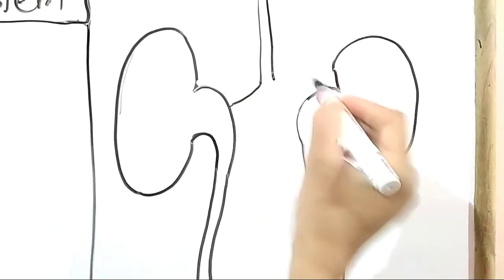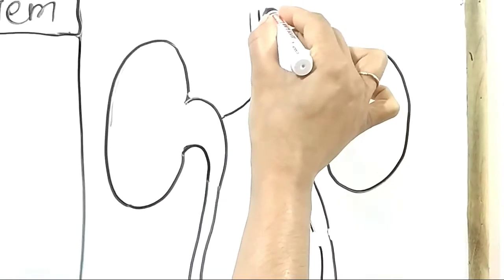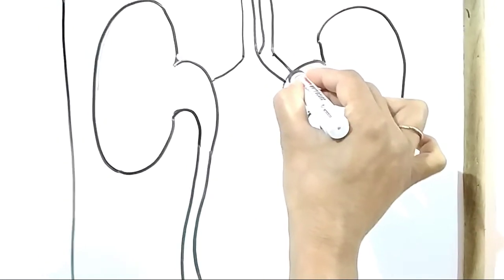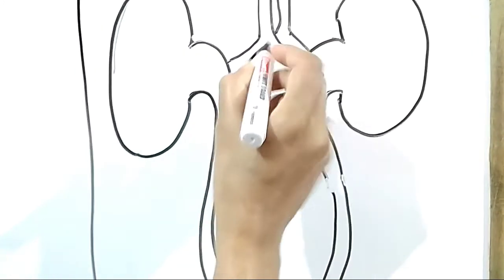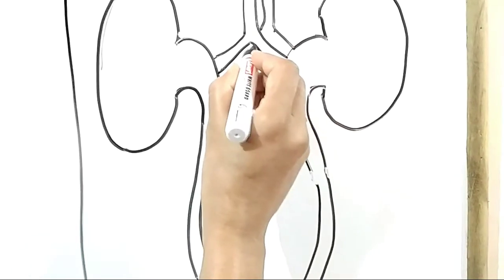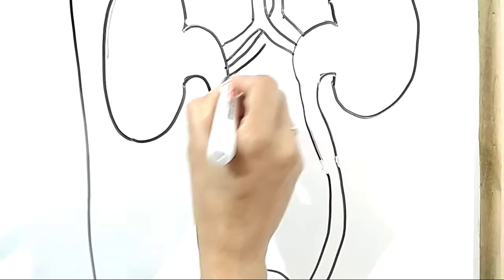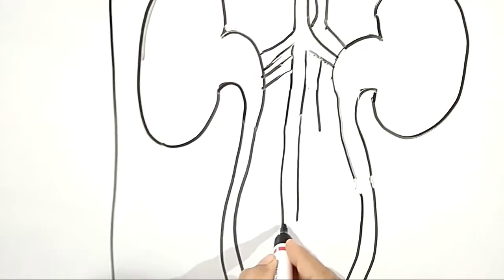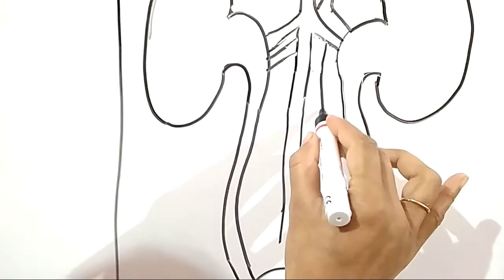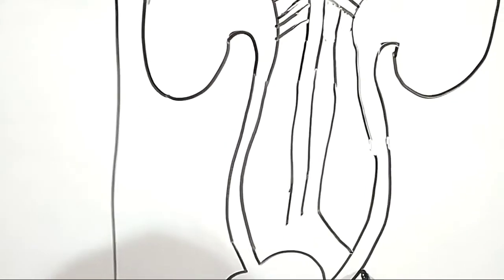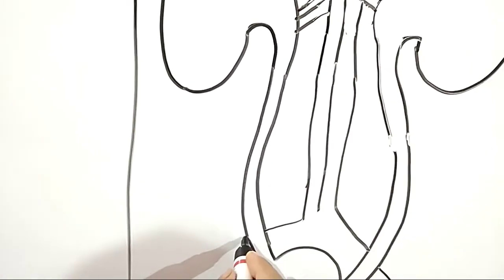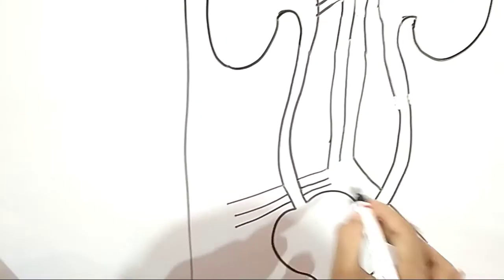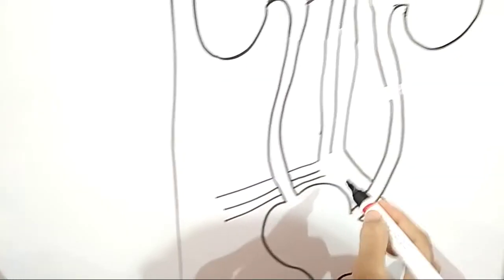These are blood vessels which bring blood to the kidney and carry cleaned blood out from the kidney to different parts of the body. Both the blood vessels are going on both sides.